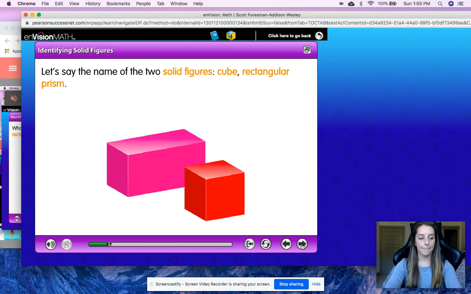Let's say the name of the two solid figures: cube, rectangular prism. All right, let's repeat that real quick. We have cube, repeat that. And this one here is called a rectangular prism. Can you repeat that? Rectangular prism.